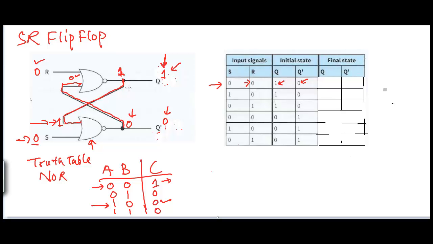So this means that this state is final. Previously we had 1, now we have 1. Previously we had 0, and this time we had 0. So this is the final state of Q and Q bar. So Q is going to be 1 and Q bar is going to be 0. So this is the final state of Q and Q bar.